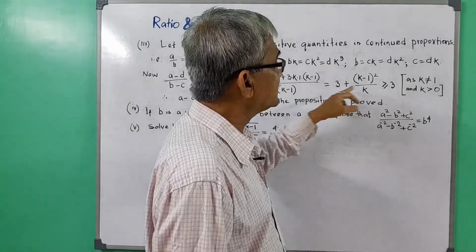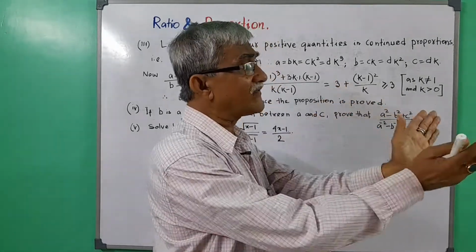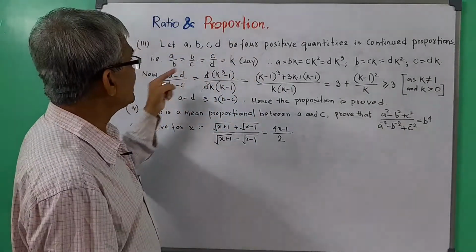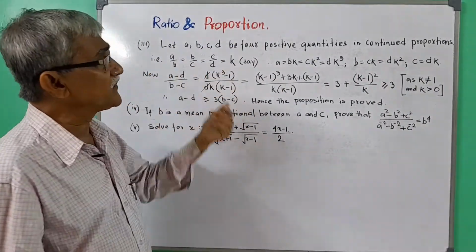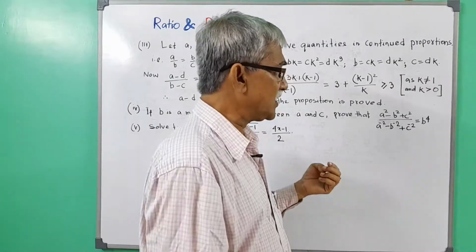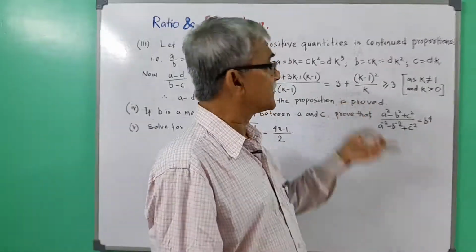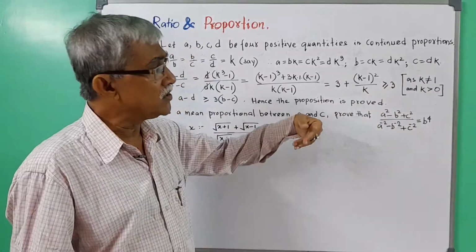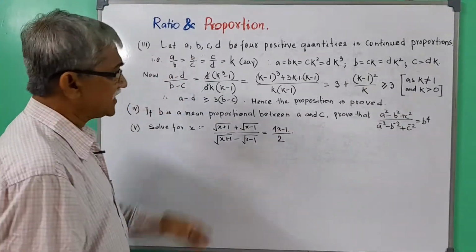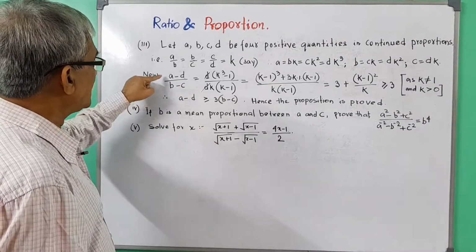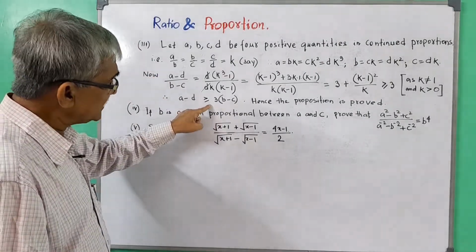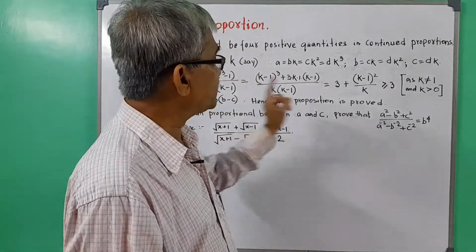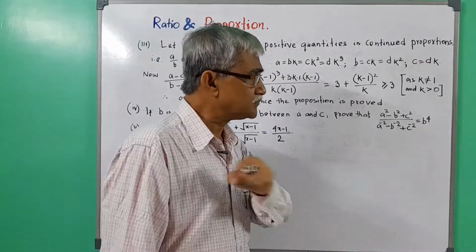Okay, and that is definitely greater than or equal to 3 plus some positive quantity. Why positive? K cannot be equal to 1, because if K equals 1, then A, B, C, D all become equal. So that cannot be. And K is positive, it is given in the question. So this is ultimately greater than or equal to 3, or it is more than 3. That is, the least value is 3. Therefore, A minus D is greater than or equal to 3 whole into B minus C. And this was the proposition. Hence, the proposition is proved.